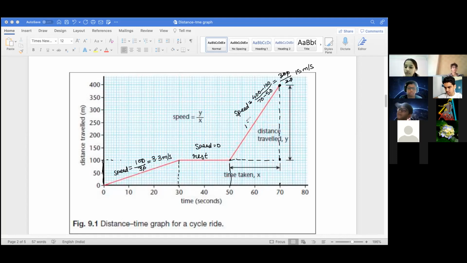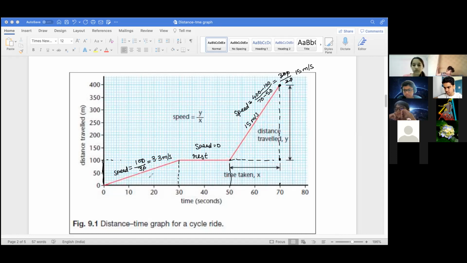You can see over here we get 15 meter per second, and here we get 3.3 meter per second. So when it started, it moved with slow but constant speed. Then it stopped, and after stopping, the speed again became 15 meter per second. This was calculated using the graph.